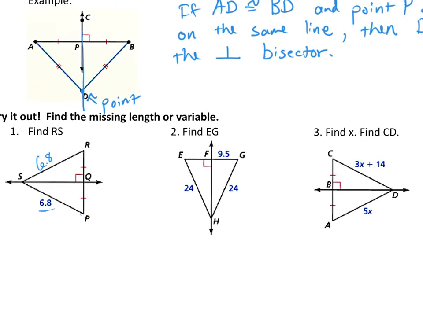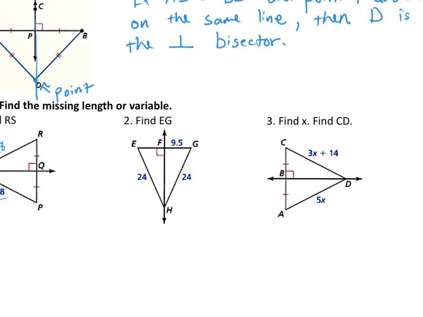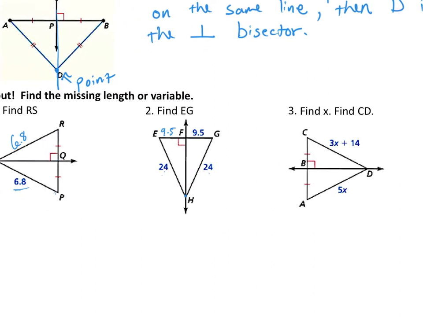Next one, find EG. Well, we have a perpendicular bisector. Remember, this is the points, and everything on one side must be congruent to the other. Since 24 is congruent to 24, EF needs to be 9.5. They want EG. EG is the entire length. So EG must equal 9.5 plus 9.5. That gives us 19.